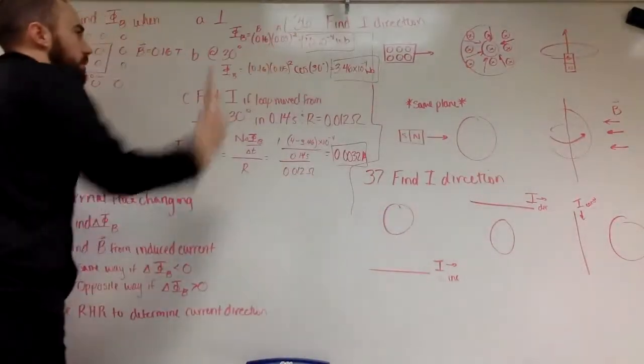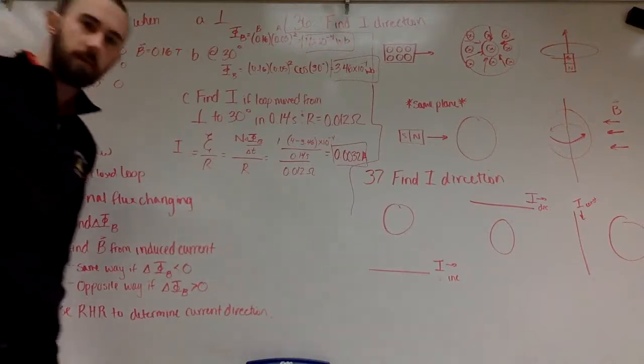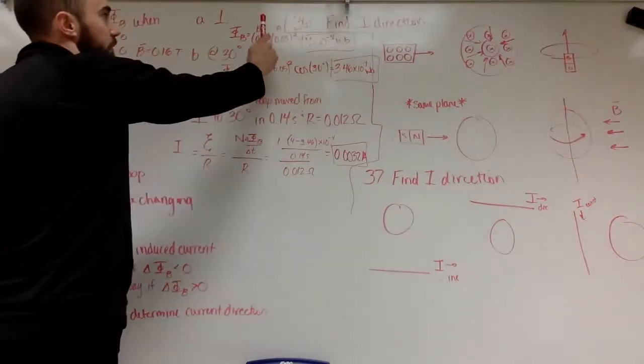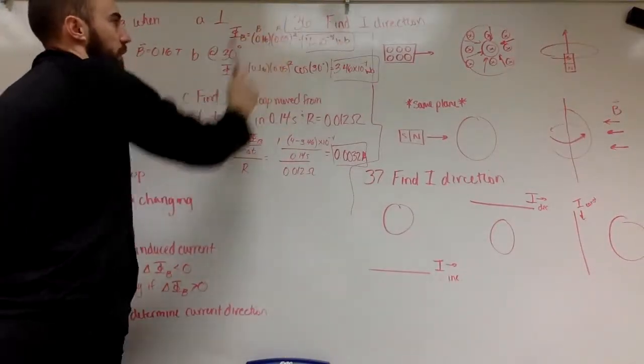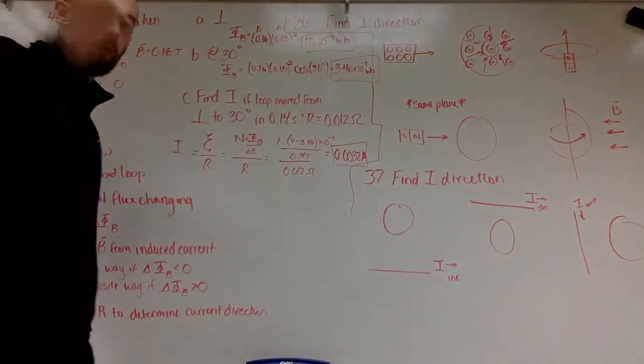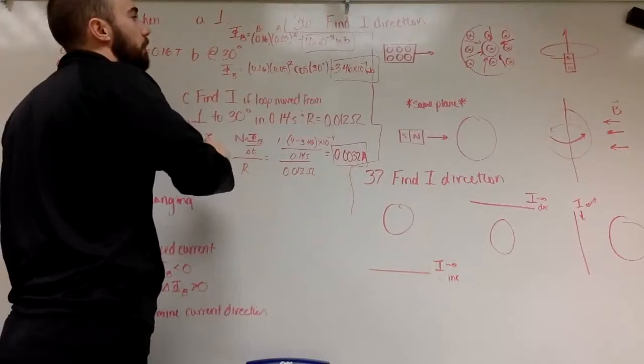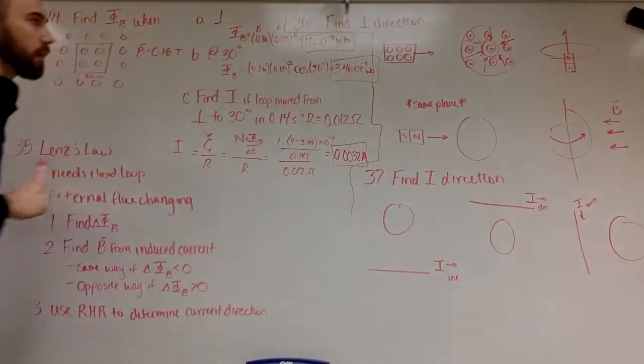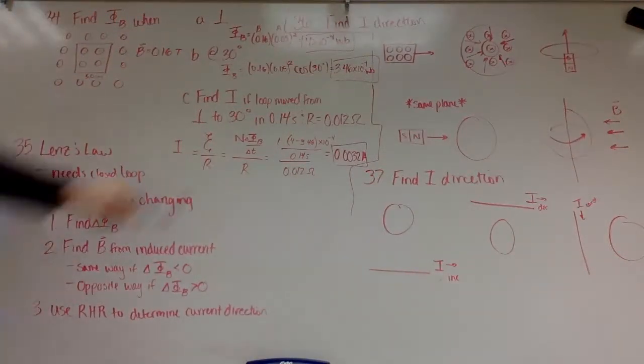All right, let's go ahead and take a look at it. Right here, since we are perpendicular, we don't have to worry about our cosine term. So I just take my magnetic field strength and multiply it by my area. Since I have a side length of 5 centimeters and it's a square, I just square it. And I get 4 times 10 to the minus 4 Webers.